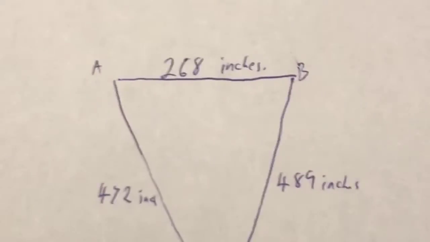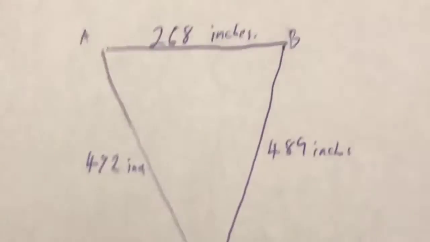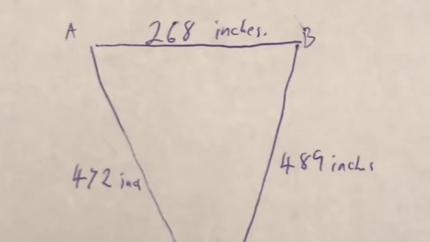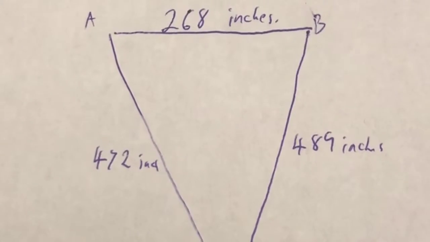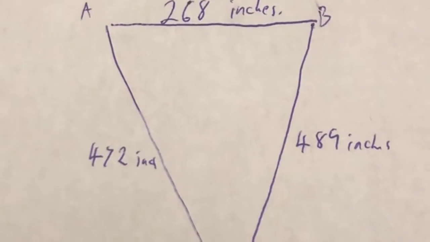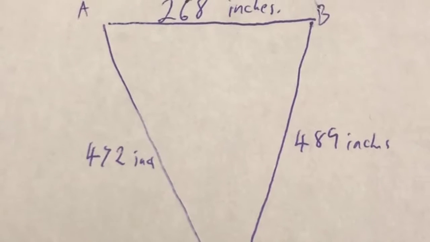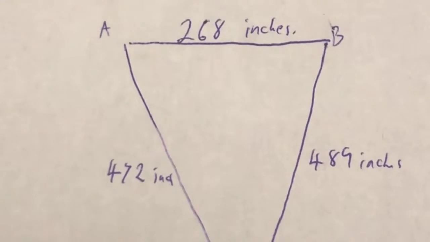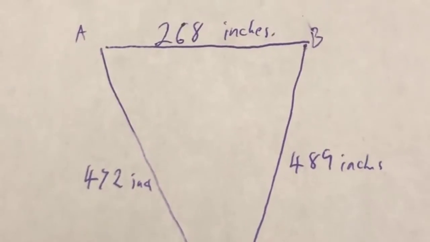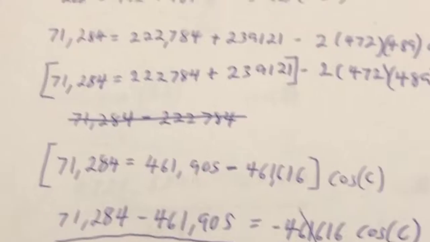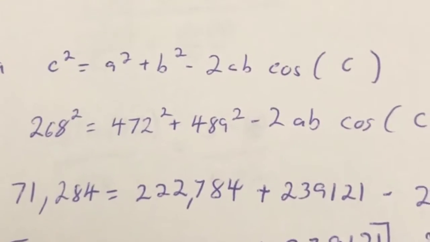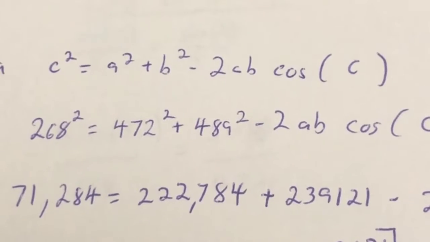Hello, this is Juan Garcia for Group A's calculations. For the measuring of the sides of our triangle, we just measured outside with the measuring tape, getting 268 inches from A to B, 489 inches from B to C, and 472 inches from A to C. From there, we had to find the angle, so we used the law of cosines, which the formula was c squared equals a squared plus b squared minus 2ab cosine C.